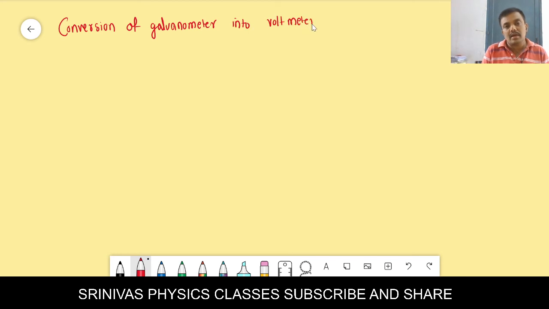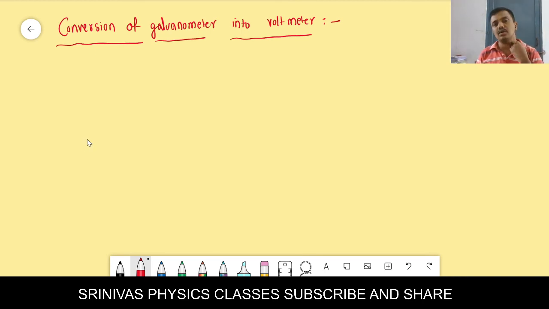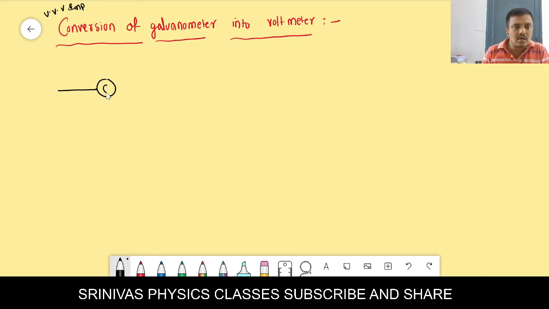Actually, the galvanometer can measure small currents and small voltages also. Now what I want to do is convert the galvanometer into a voltmeter. For that, what do we have to do, right? Let us see the galvanometer first. This is the galvanometer. Very important topic, students. This is the galvanometer.